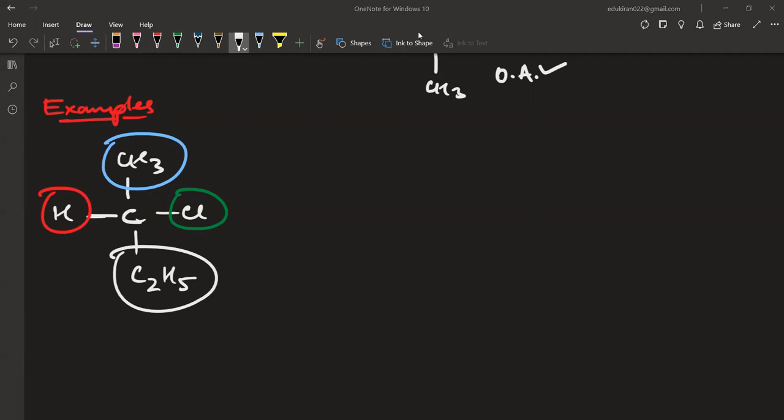All of these are different? Yes or no? Hamza, Hiba, Krishna? Yes. Right? So this is what, optically active or inactive? Kya hoga ye?